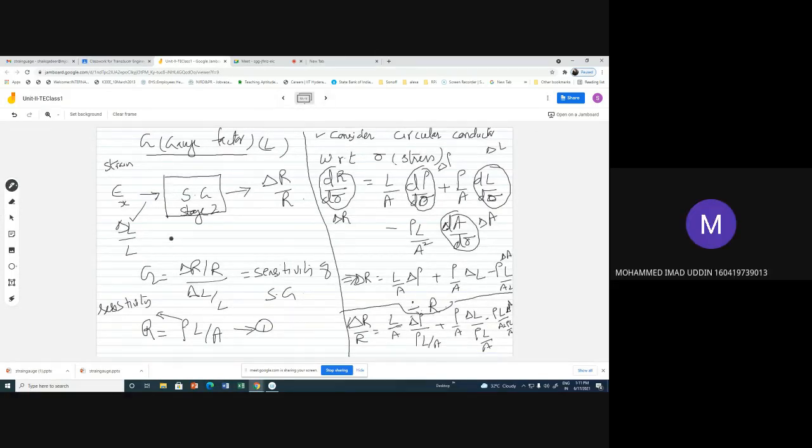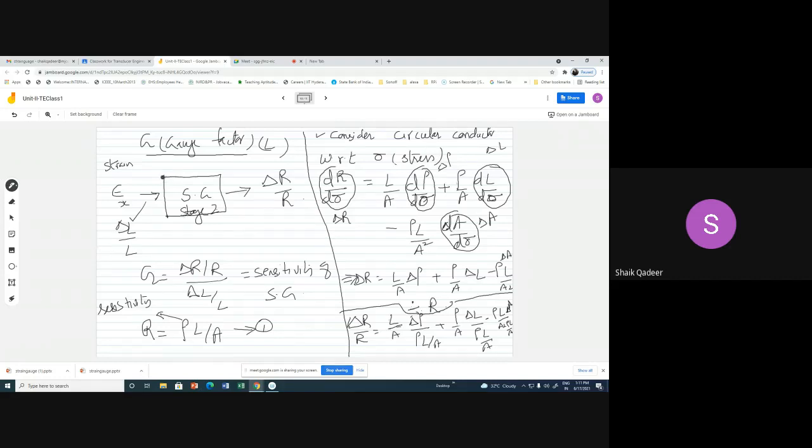Sir, when I derived it, I got the same value. You directly wrote the answer with respect to sigma, stress and that. Maybe I skipped some of these steps. Right, sir. Okay, I'm just revising.